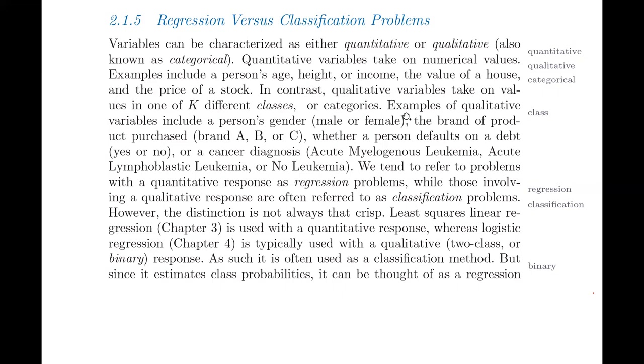Examples of qualitative variables include the person's gender. So that's, well, at least the example we're taking over here, that's binary. The brand of product purchased, 3 variables. Whether a person defaults on a debt, binary again. Cancer diagnosis. No, I'm not going to try pronouncing those different types of cancers. We tend to refer to problems with quantitative response as regression problems, while those involving a qualitative response are often referred to as classification problems.